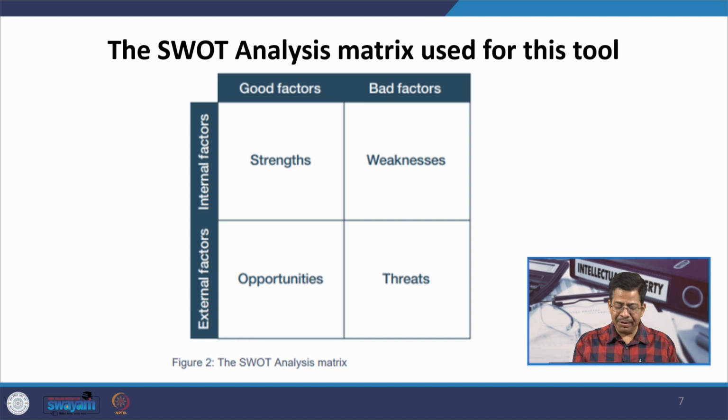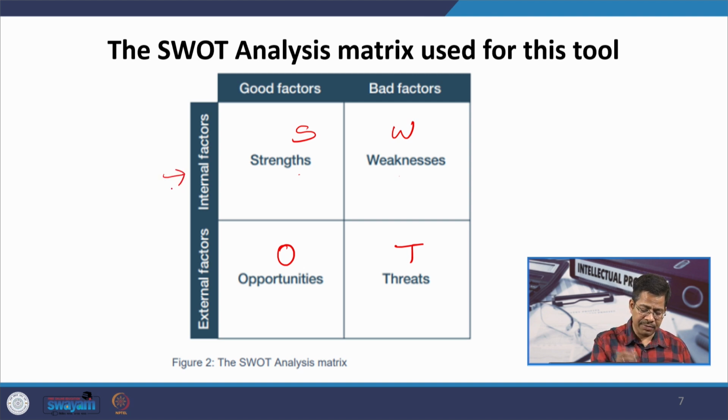Now, in this simple SWOT analysis matrix, we have all of SWOT at one place. As we discussed in the first slide, your strengths and weaknesses come from your internal factors. Your opportunities and threats come from your external factors. If internal factors are good activities, they will give you strength. If external factors are good and aligning, they will give you opportunities. Bad factors are like negative, as we discussed in the first slide.